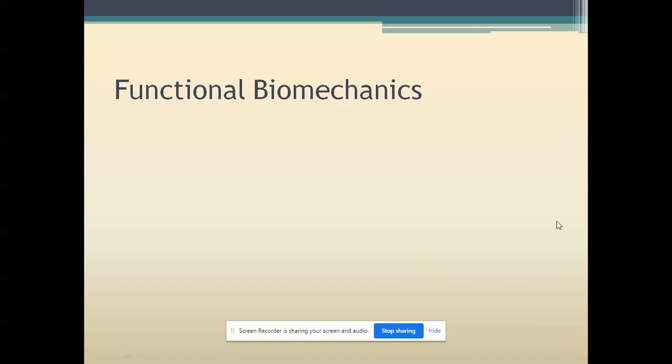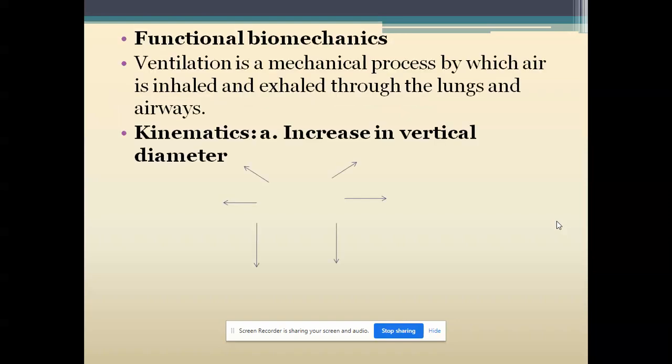Okay, let's start today's lecture, the continuation of thoracic biomechanics, that is, the functional biomechanics part. What is the functional biomechanics of the thoracic rib cage and the chest wall? Ventilation is a mechanical process by which air is inhaled and exhaled through the lungs and the airway. That is what the definition of ventilation says.